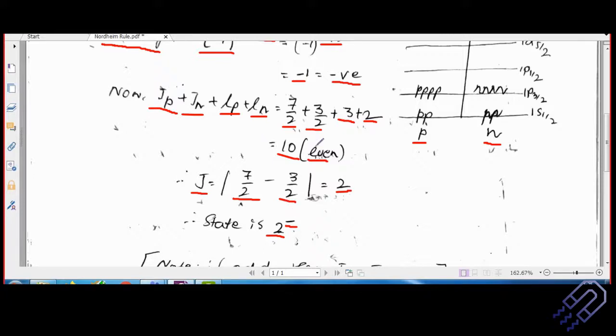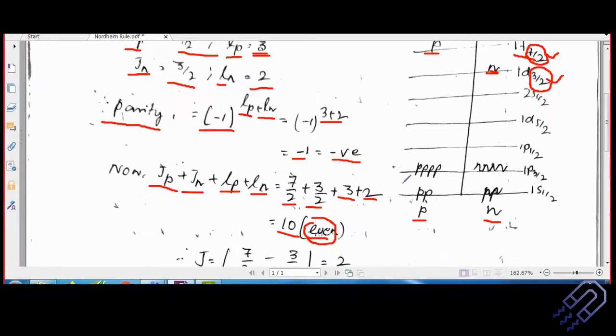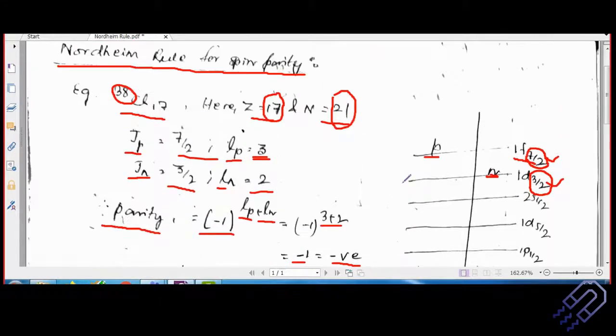But then you will say, if this is odd, what will happen? This is even, right? 10 is even. If we add them up and get an odd value, what is there? It will be JP plus JN. So if it is even, we subtract the values. If it is odd, we add the values. So that is Nordheim's rule. Okay. So if I ask you Nordheim's rule in the exam, you can show this answer. You can directly write down this example and write the answer. I think that is fine. You don't need to explain everything, but I think this example will explain it much better.